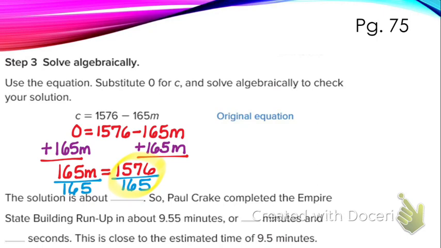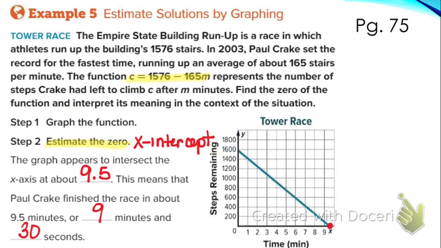So what did you get when you put 1,576 divided by 165? What'd you guys get? 9.55? Who got 9.55? Okay. And if we look at that, notice how that's just a little bit more accurate. Because if we go back, there is no way that we would know that that point is really 9.55, right? We can't tell that 9.55 from looking at a graph.